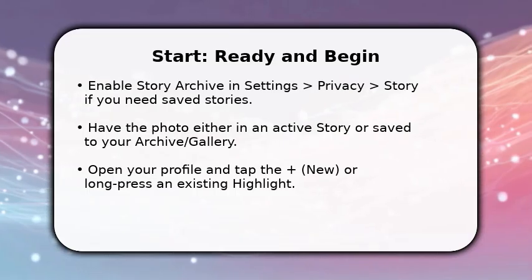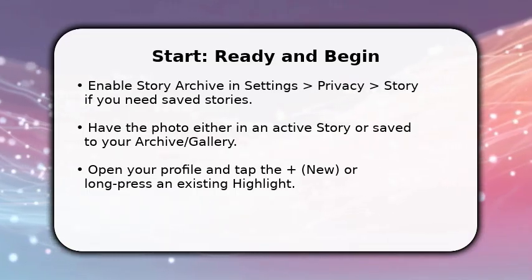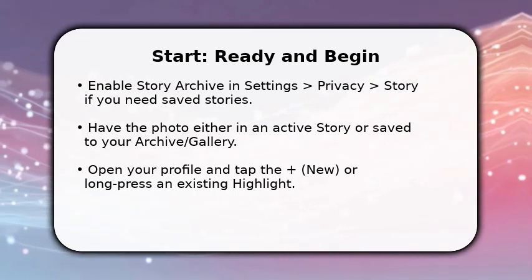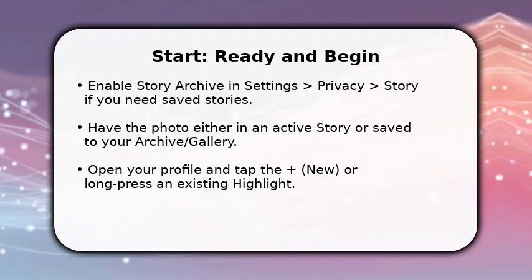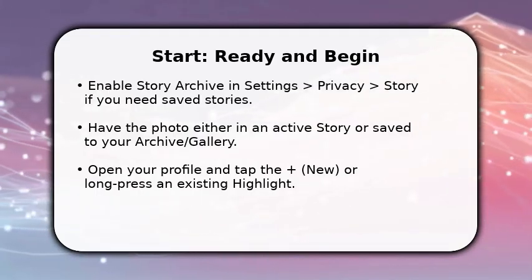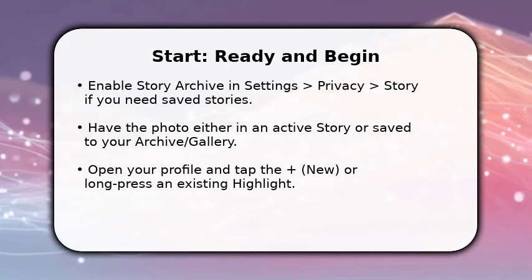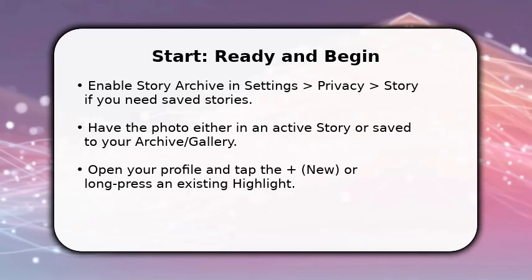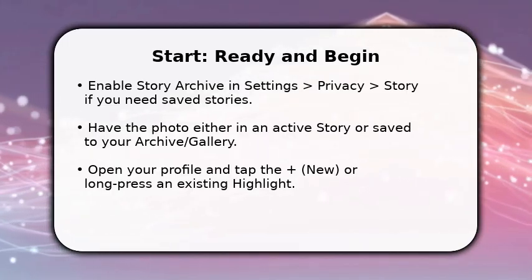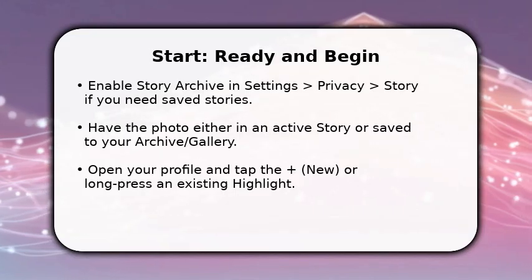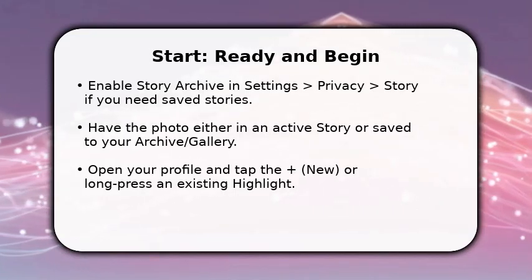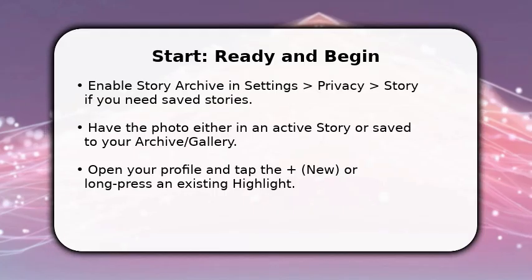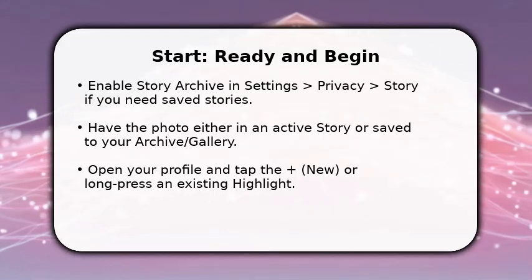Open Instagram and go to your profile. Make sure your story archive is enabled so older stories are available. Once done, locate the plus new highlight button or long press an existing highlight to edit. Tap New to open the story selection screen and choose the photo story you want to include. Choose multiple items if needed. This first step gets your content into the highlight editor quickly, so you can focus on arranging and naming your highlight next.